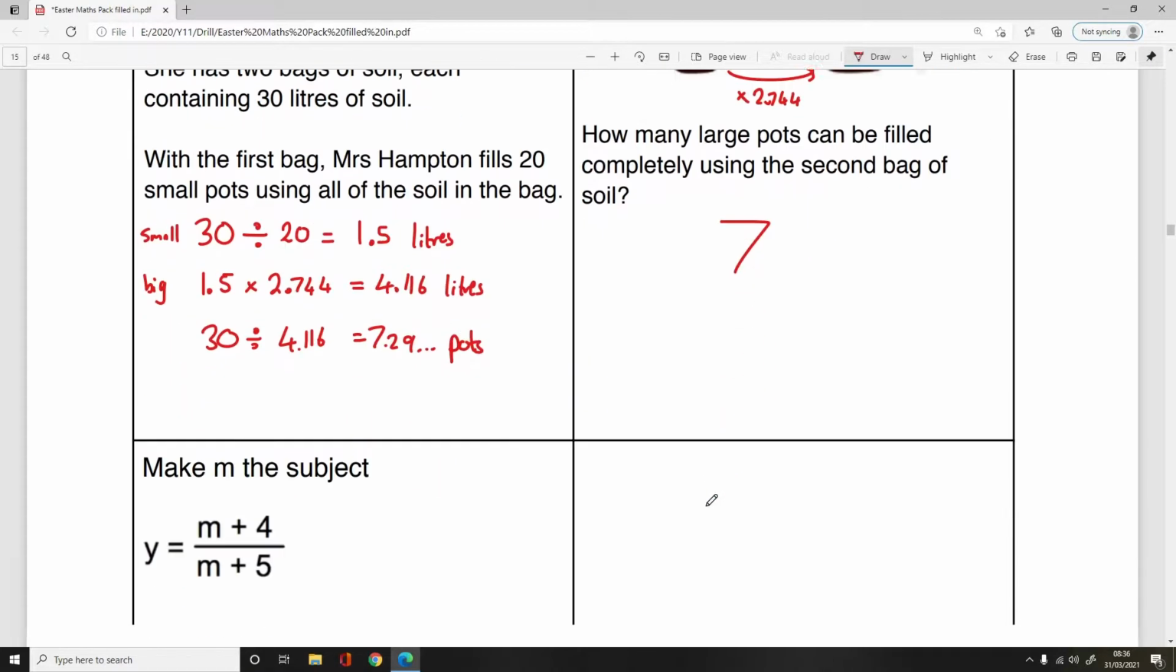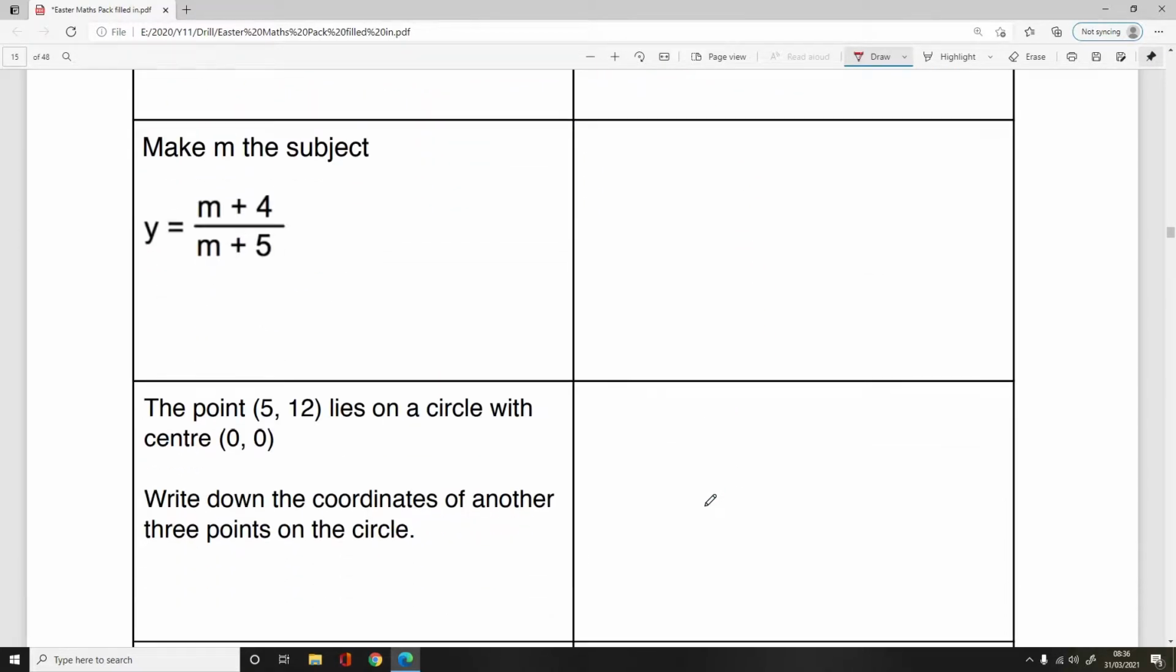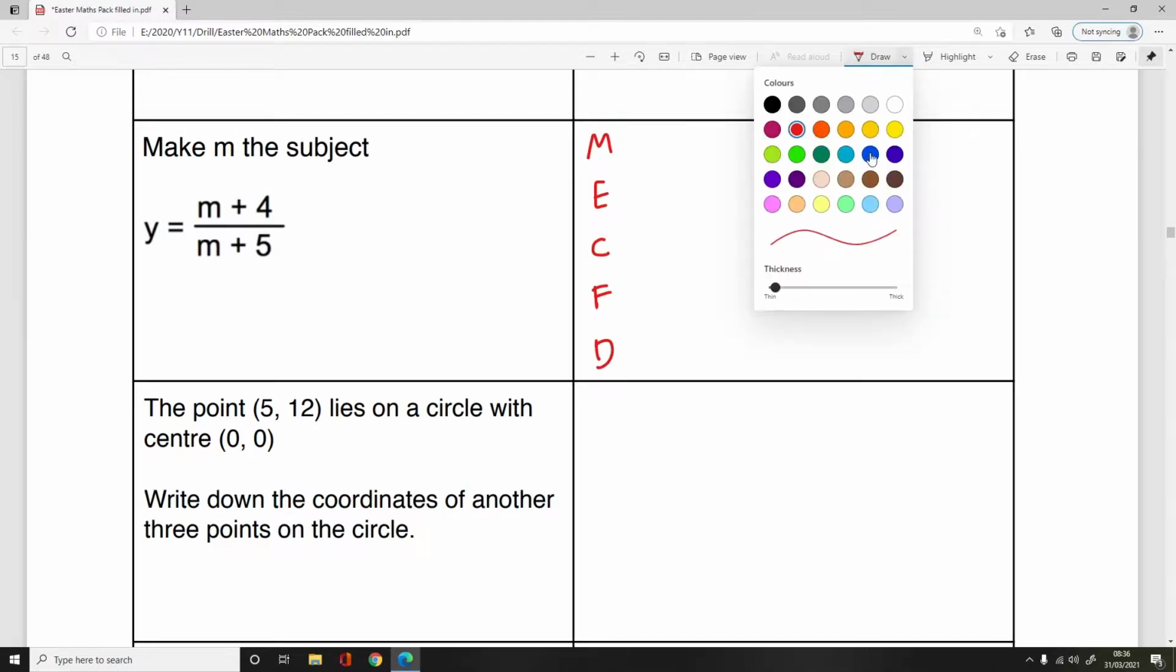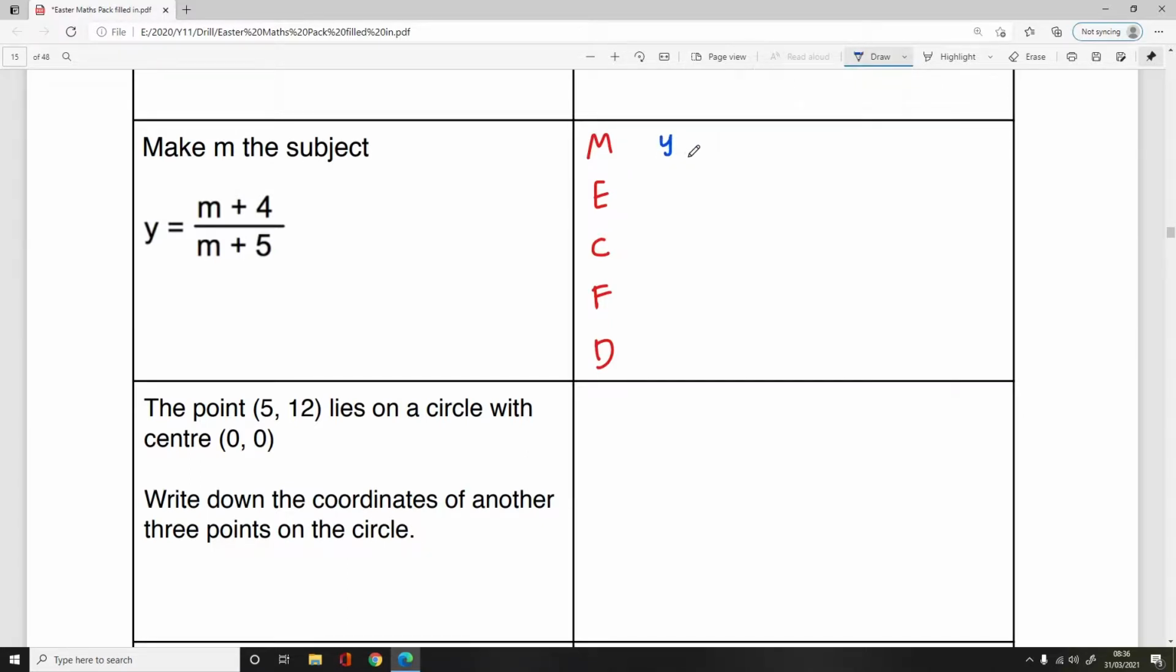Okay, cool. Make m the subject. This is a Mechford, isn't it? Surely the best of all the rearrangings. So any time it says rearrange, make m the subject, change the subject, any of that, and you can't see any squares, it's going to be Mechford. So what are we first going to do? We're going to multiply our bracket across, our fraction across.